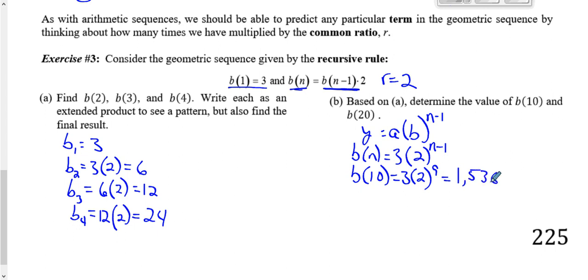And how about b of 20? It's going to be 3 times 2 to the what? To the 19th, 20 minus 1. Should be a pretty big number, eh? 1,572,864. Okay? So that's a geometric sequence, and it's exponential. You just got to remember to do the exponent minus 1.